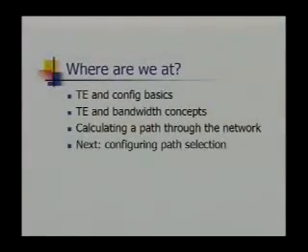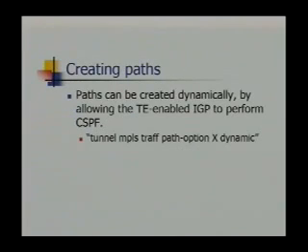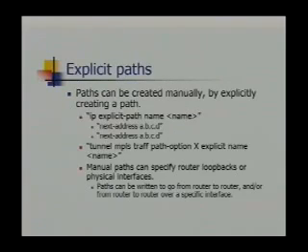So, another checkpoint for where we're at. We've covered TE and config basics, TE and bandwidth concepts, calculating the path through our network. And now it's time to actually configure how to select the path through our network. As we touched on earlier, paths can be created dynamically by allowing our TE-enabled IGP to perform these calculations for us. And as indicated before, it's path option, pick a number, lowest number wins, as dynamic.